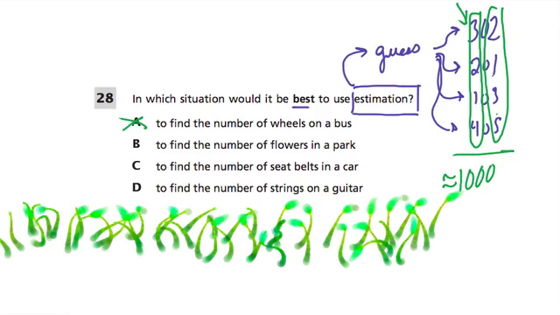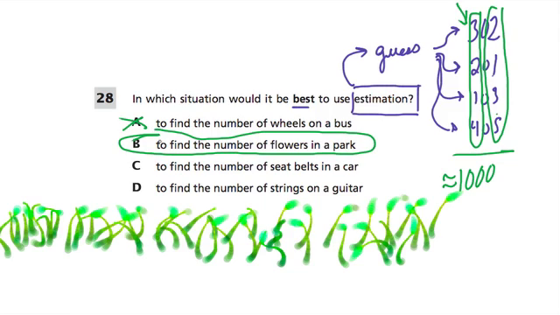What's the number of flowers in a field? I mean, how big is the field? Or a park even, that's a really large space. So it seems to me that this is a perfect case for estimation because it's almost impossible to find an exact number. And that's the best time to use estimation. Not only when it's difficult to count, but when it's almost impossible. So here I would say B is perfect.